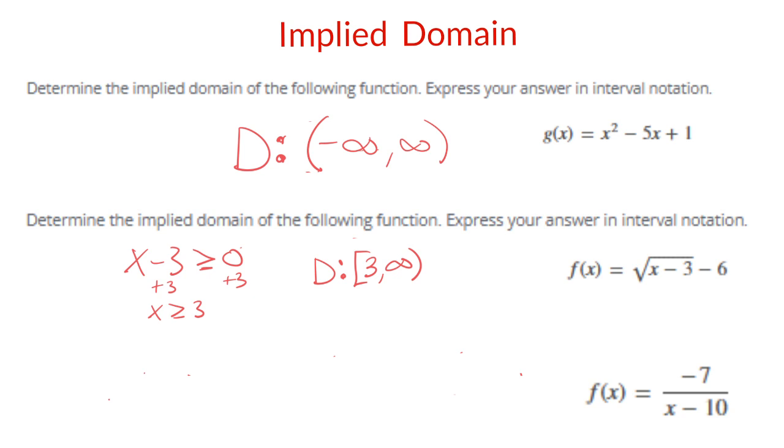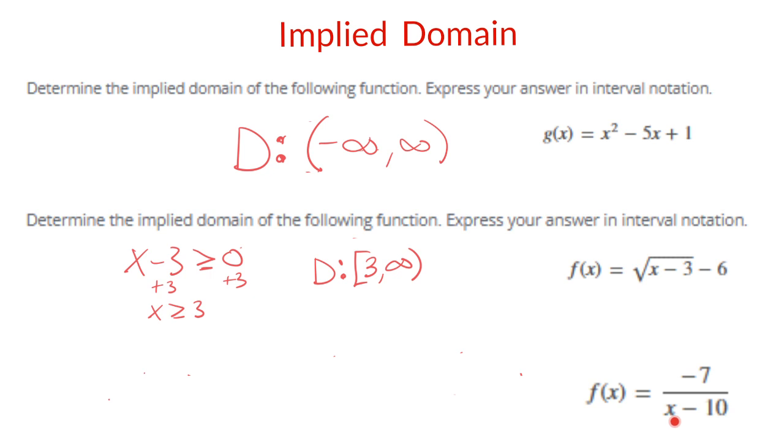All right, we have one last scenario here where your implied domain has to be considered. You have to consider what the implied domain is, and that's on a fraction. So we know with radicals we want to keep those positive, but the thing with a fraction is we do not want the denominator to ever equal 0. You can't divide by 0, it's undefined. So I have to look at this and say, all right, let's restrict this a little bit so that the denominator does not equal 0.